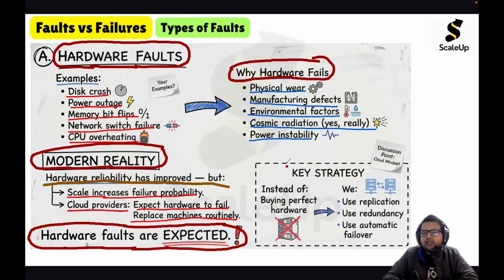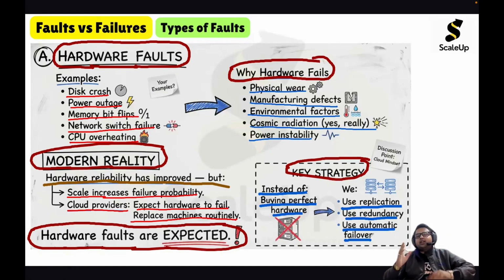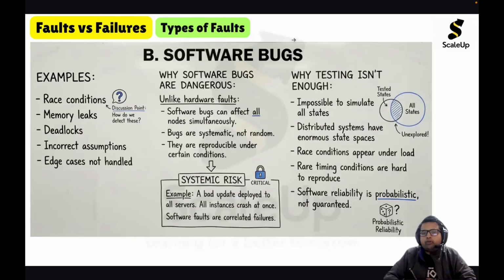So the key strategy is, instead of buying perfect hardware, one should focus on replication, wherein we add multiple backup nodes, use redundancy, and use automatic failover. This is very important. So it's very clear that with hardware faults, we have to assume them, and in system design, instead of focusing on buying perfect hardware, we should focus on arranging backup nodes, using redundancy, and using automatic failover. Software bugs.